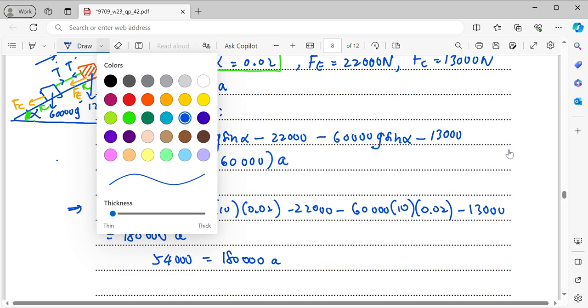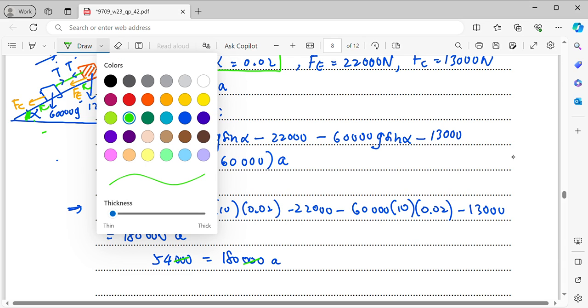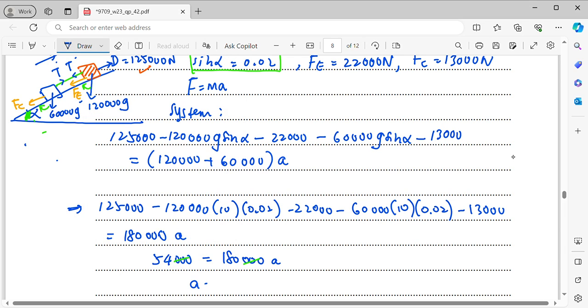So now from here, I can cancel off the 000. So now basically my A is 54 over 180. Therefore, you are getting 3 over 10, which is 0.3. That is your A.